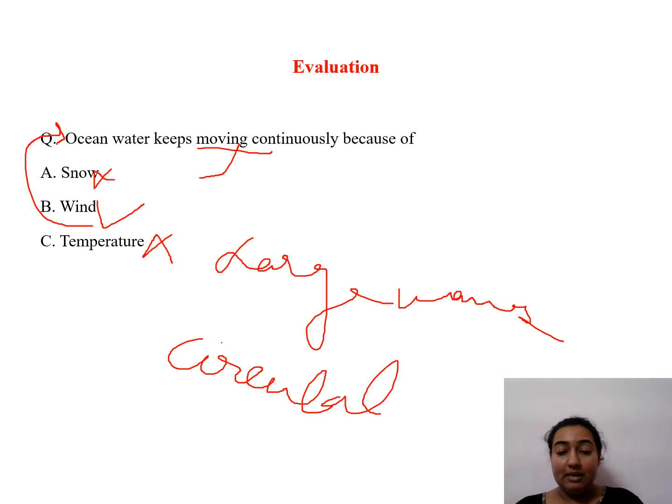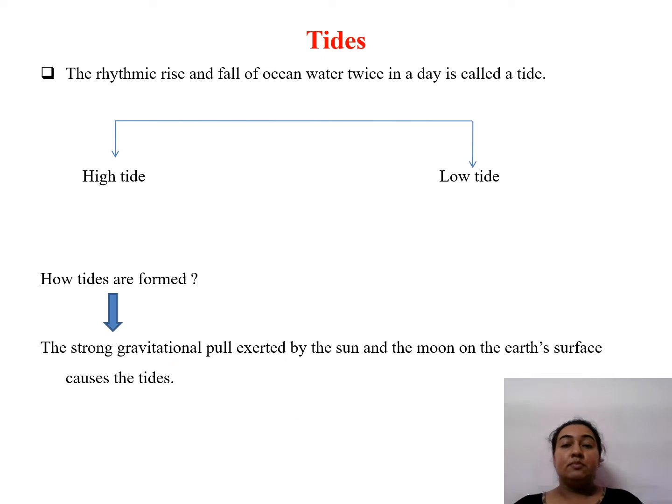You may also write these points in your notebooks if you want to, they may help you in your exams. Okay, now let's study tides. What are tides? We have completed waves. Now let's come to the second part of ocean circulation, that is tides. Now tides are a rhythm in nature.